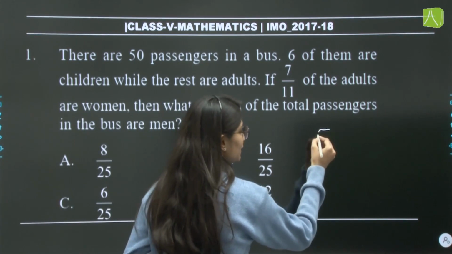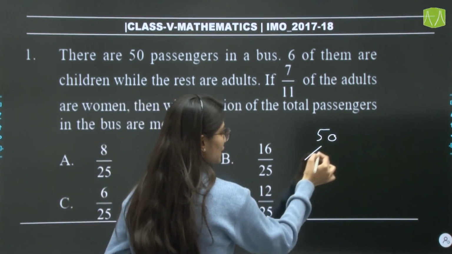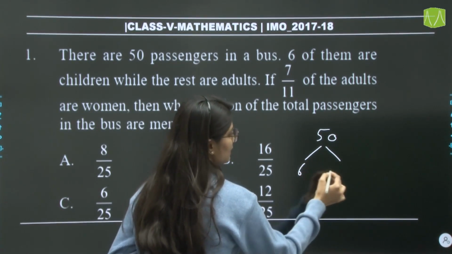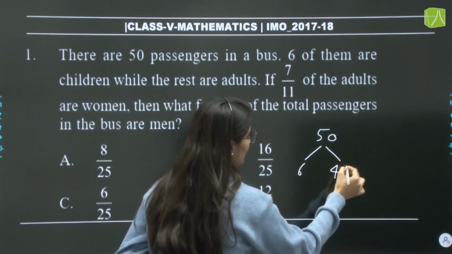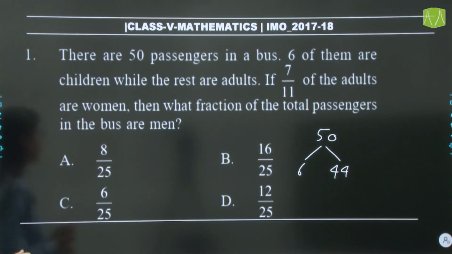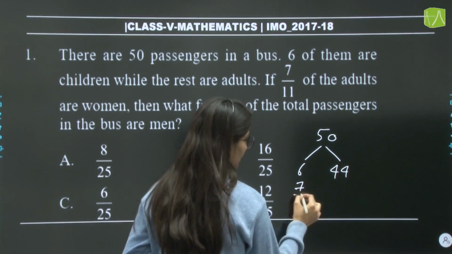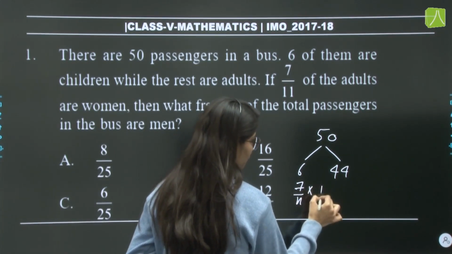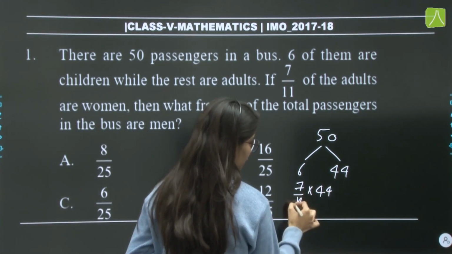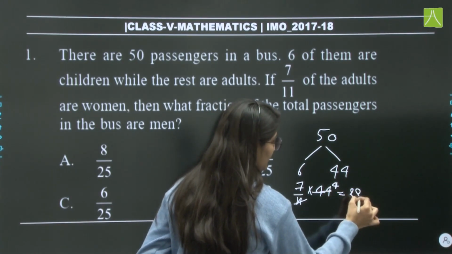There are 50 passengers in the bus, and out of this 6 are children. So the rest will be adults. There will be 44 adults. And then we have, if 7 by 11 of the adults are women, we can find it out as 7 by 11 of 44. You can cut 11 by 44 four times, and now there will be 28 women in the bus.